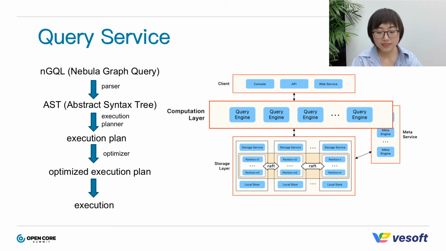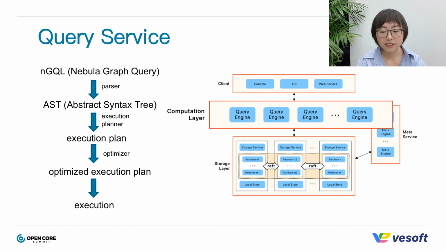Each query service host runs a stateless query engine and will never communicate with each other. They only read the meta information from the meta service and interact with the storage service. The query engine takes the request from the client, parses the statement, and generates the AST. Then the AST will be handed over to the execution planner and the optimizer. The final AST will be passed to the executors.